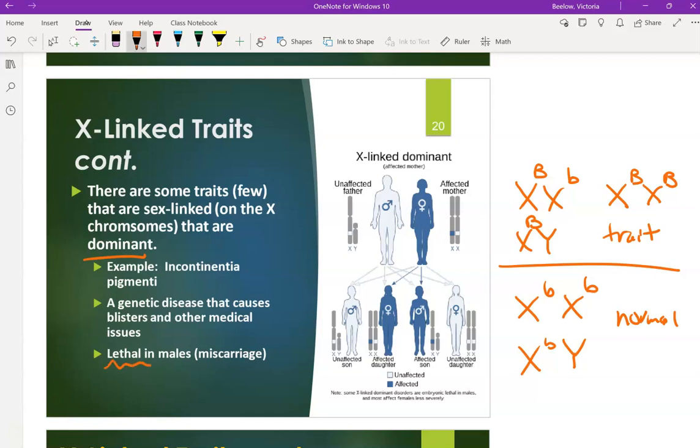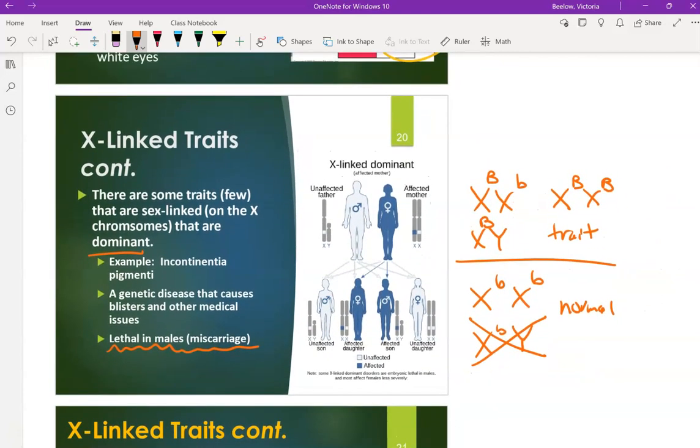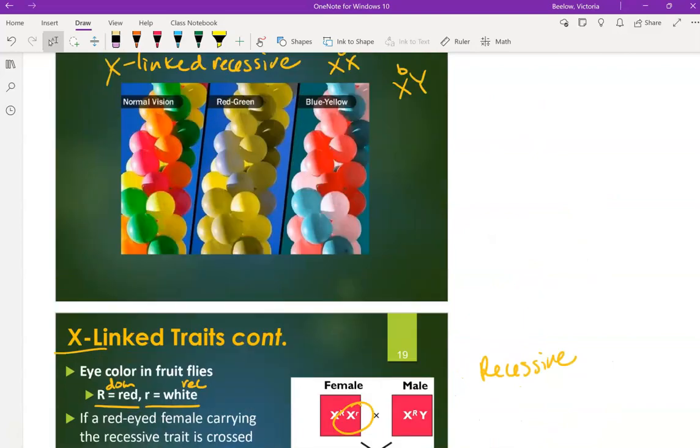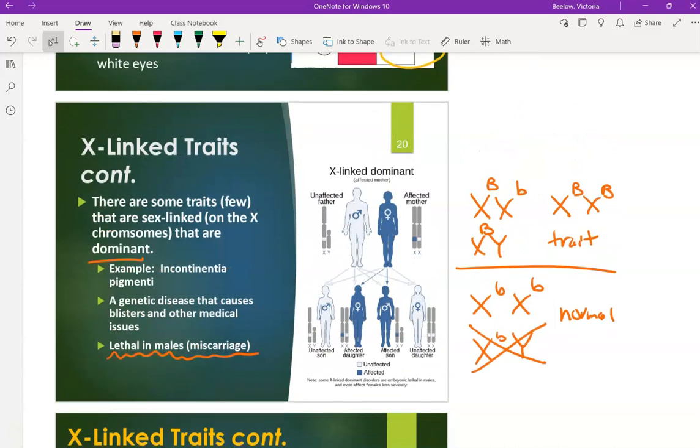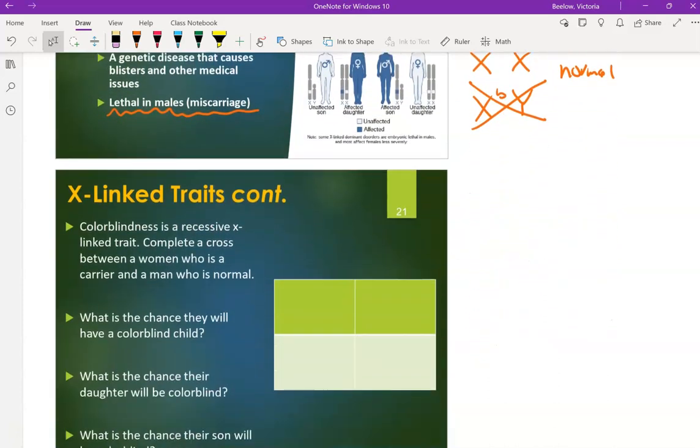This particular one, it's actually lethal in males. So even if this happened, this male right here would actually end up in a miscarriage. So probably the only people that you would be able to see it in anyway would be females that have the trait. So that's an example of an X-linked dominant trait, although there are definitely not as many of those out there. I would definitely say there's a lot more X-linked recessive traits out there. Very few X-linked dominant traits, but they do exist.